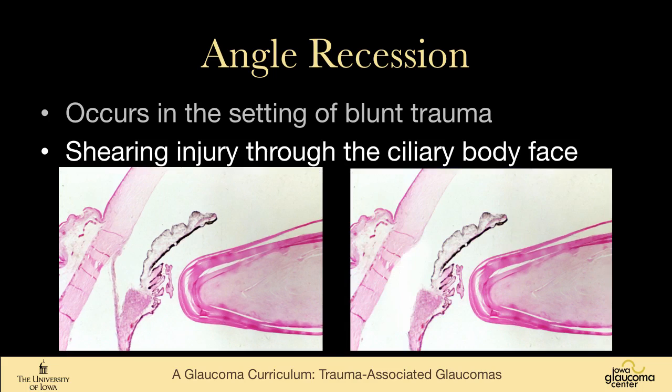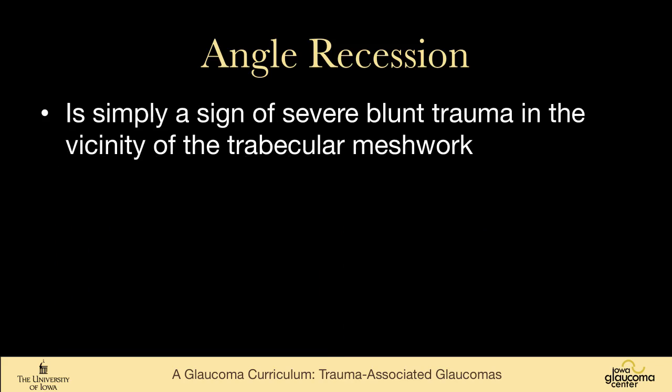And it's always striking to me, if you look at these histopathologic images, if one simply photoshops out this little band of tissue here, then it's a cyclodialysis cleft. So very close to a cyclodialysis cleft histopathologically, but not in terms of patient management. Angle recession is simply a sign of severe blunt trauma in the neighborhood of the trabecular meshwork. So the recession itself does not cause damage. It just means that the trabecular meshwork has been in the vicinity of significant trauma.